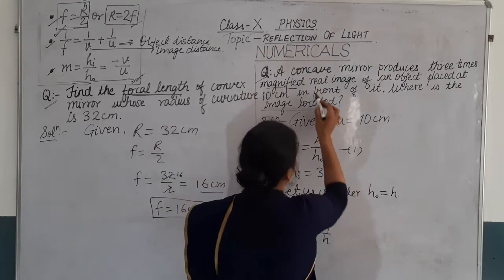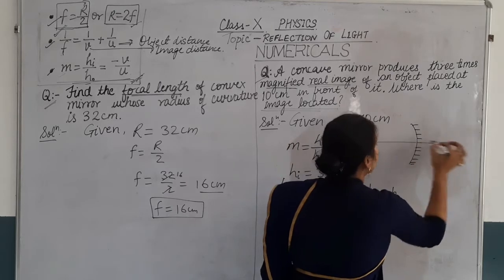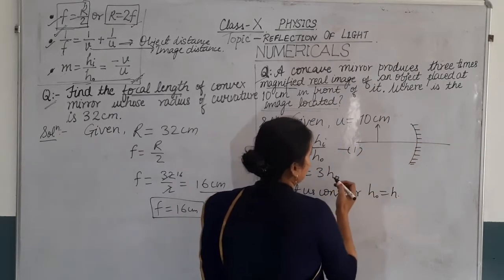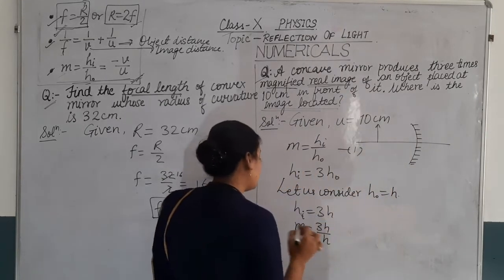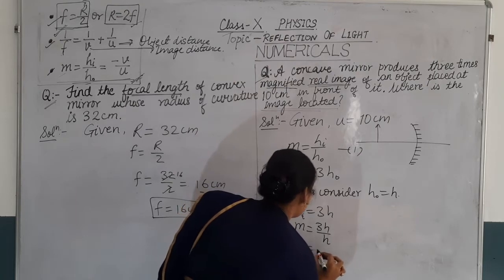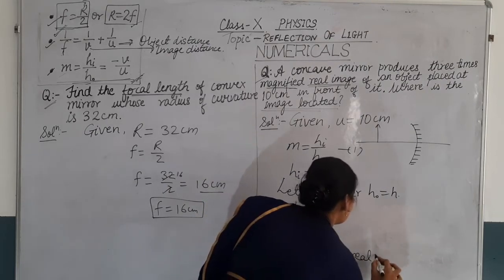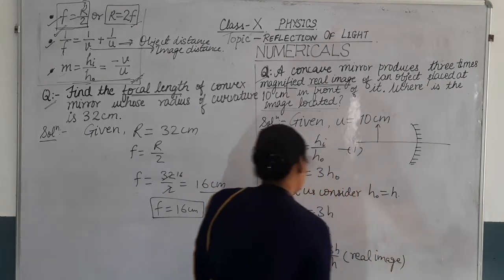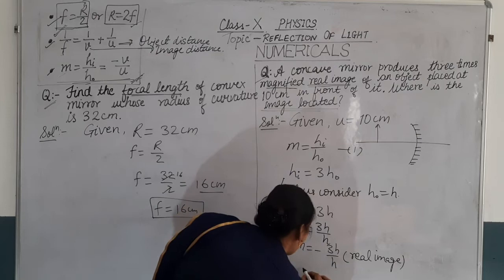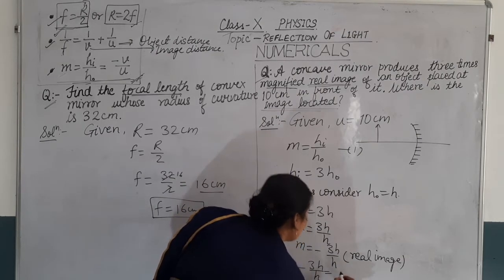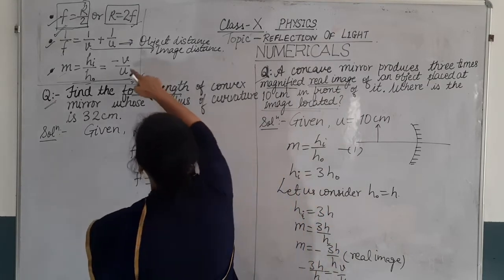Since the image is real, as given in the question, and we know that if we consider this as a concave mirror, the image formed on this side is always said to be a real image, and a real image has negative magnification, so it will be equivalent to minus 3h upon h. Due to the formation of a real image, this minus sign will be used here, and this is also equivalent to minus v by u as given in this relation.